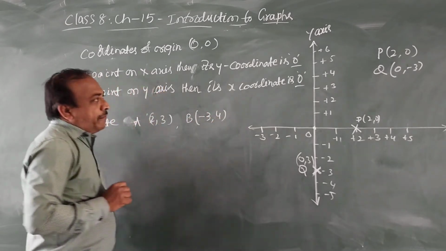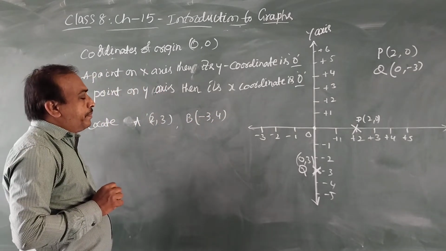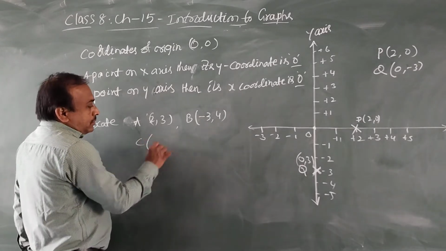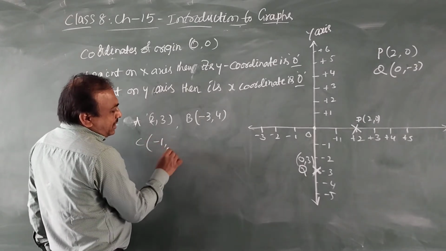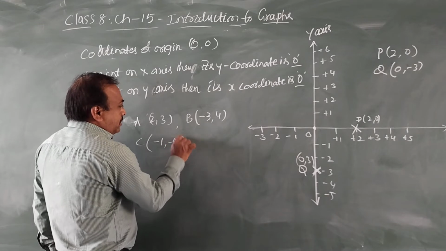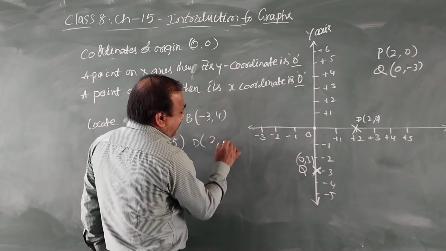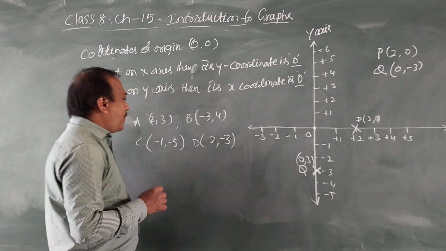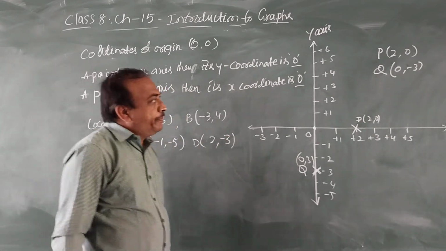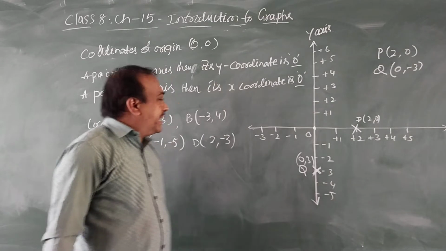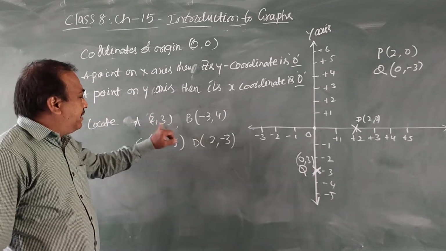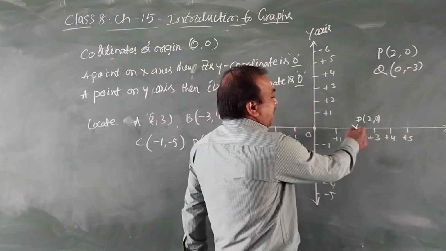Observe it: B is minus 3 comma 4, C is minus 1 comma minus 5, D is 2 comma minus 3. Observe it. Look at about here. You have to locate the points 2 comma 3 on the graph. So 2 is on the x-axis.